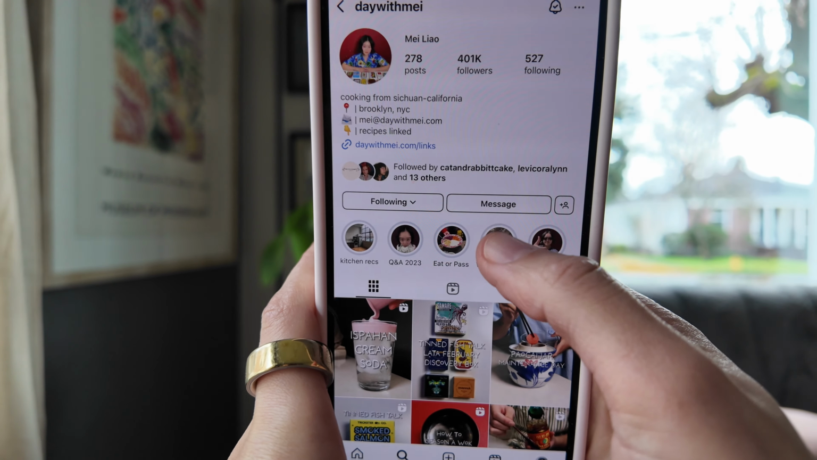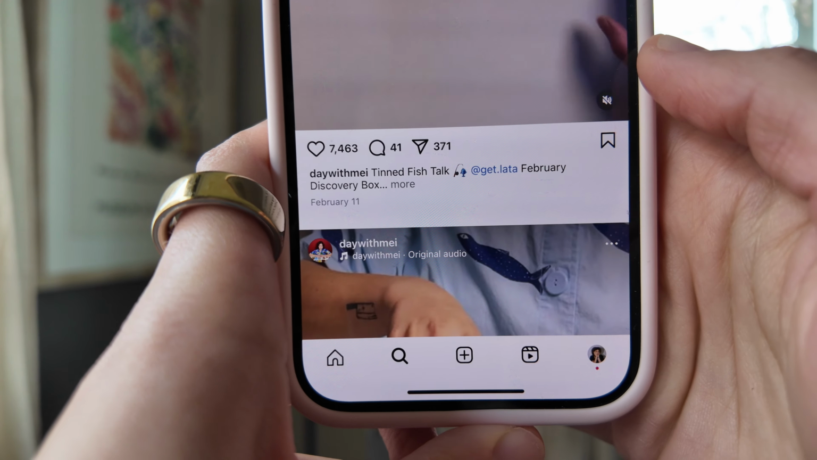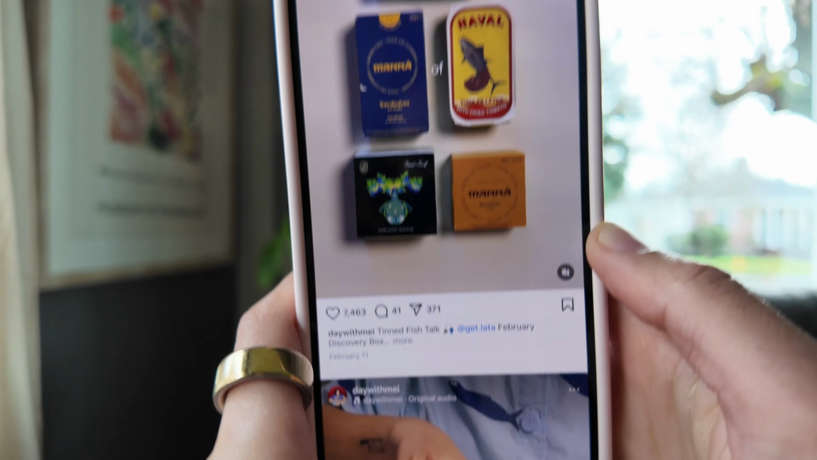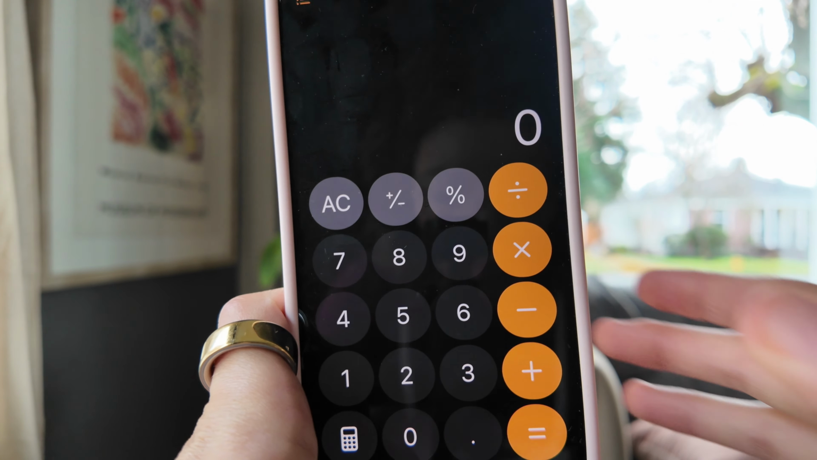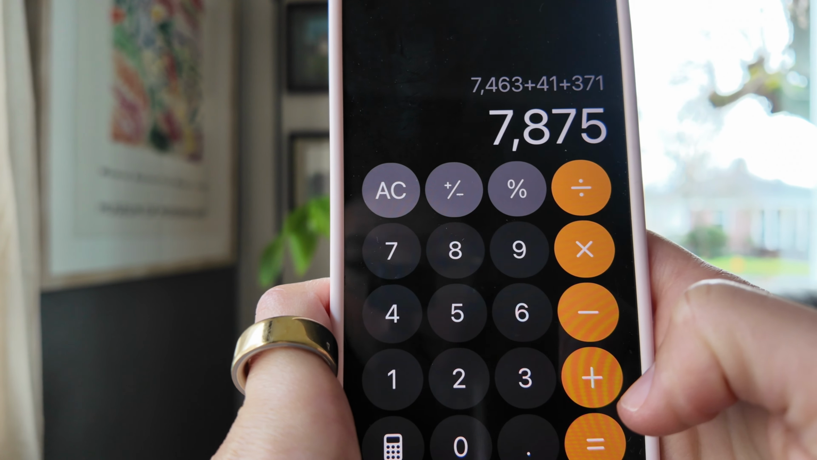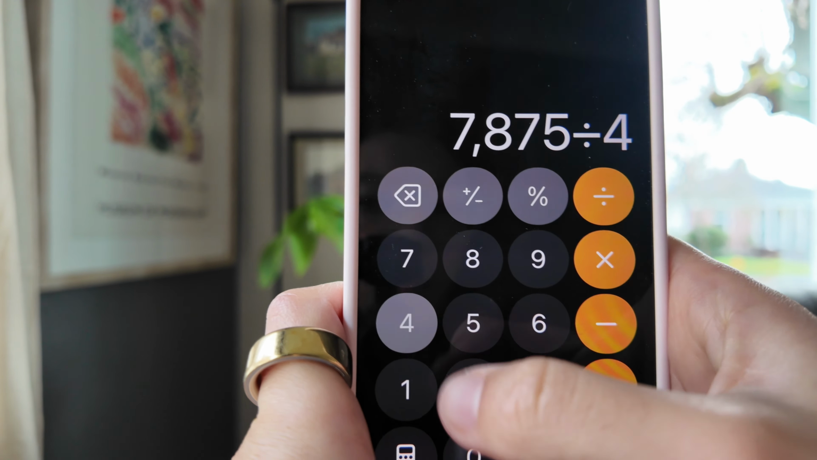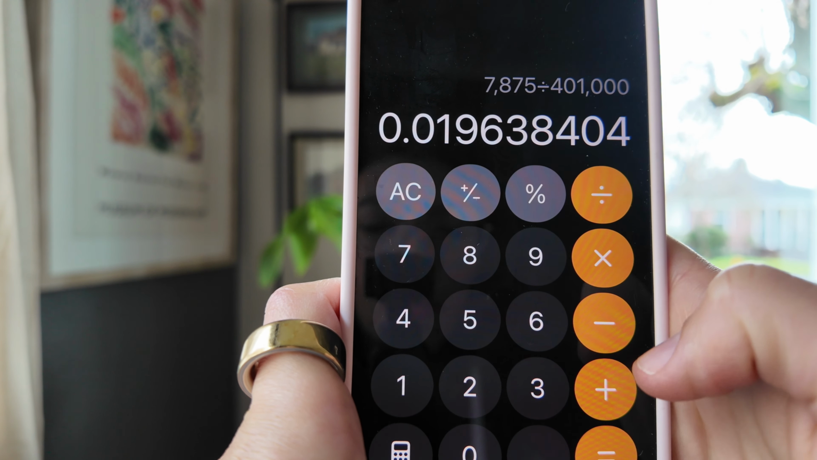One of her recent videos has 7,463 likes, 41 comments, and 371 sends. So now I'm going to add those together. And these would be the total interactions on the posts. So interactions, people liking, commenting, sharing, or saving the post. Now we're going to divide that by the total amount of followers that she has, which is 401,000. That leads us to this number.